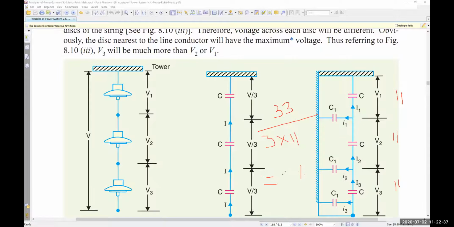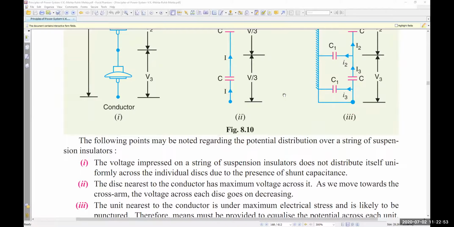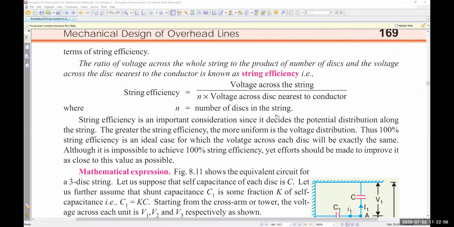So here you have 11. So it should be 100%. That is 1, right? That means your efficiency is 100%. That means these are all fine. So no problem will happen. No stresses. So this is why string efficiency calculation is important, very important, because before calculating anything, you have to calculate this. So the formula is V, that means the voltage across the string, divided by N, where N means the number of discs, and the voltage across the disc nearest to the conductor, that means Vn. So this is your formula.